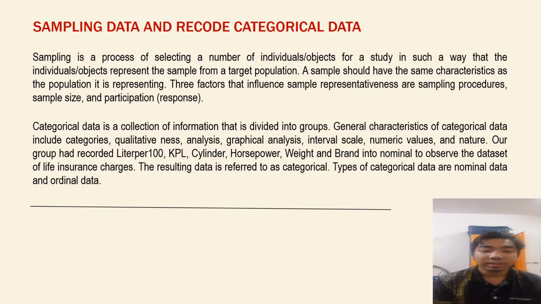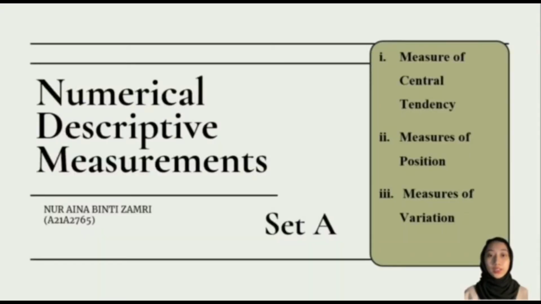For the sample data, we refer from the lower two-digit matrix student name Muhammad Afiq Aizil bin Rosli, which is A21A2611. Assalamualaikum warahmatullahi wabarakatuh. My name is Nur Aina binti Zamri and my matrix number is A21A2765, and I'm going to present about the numerical descriptive measurements, which is chapter 3 for set A.